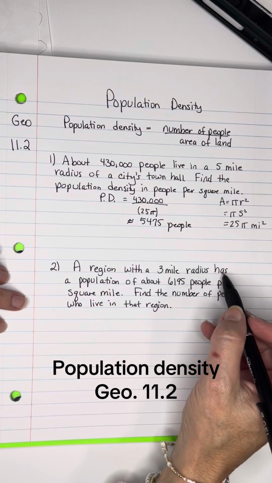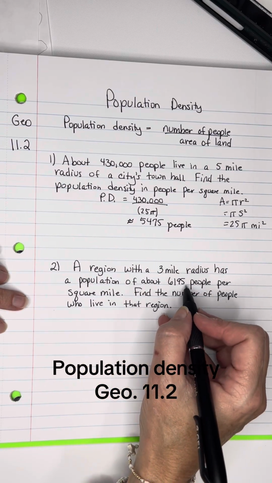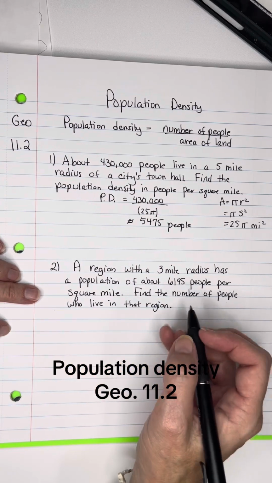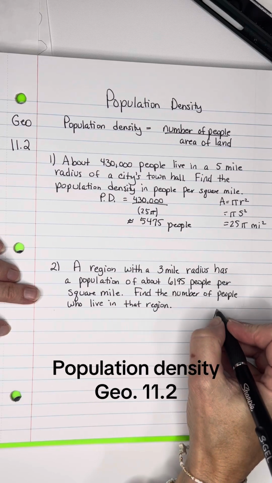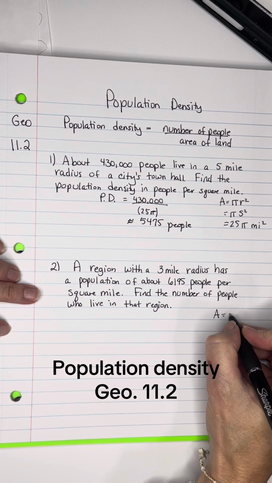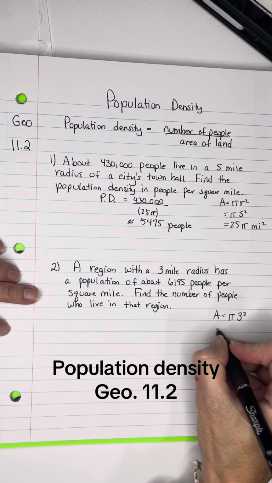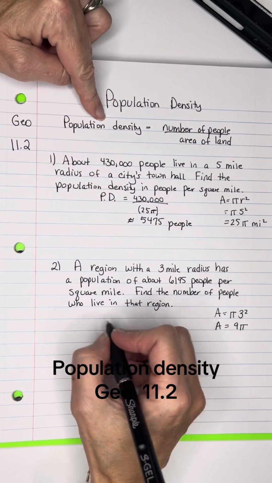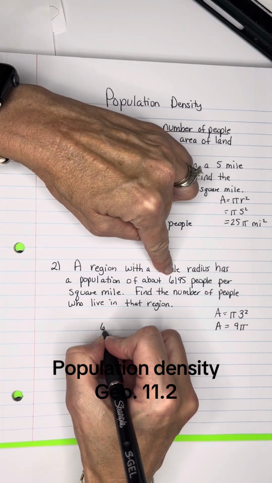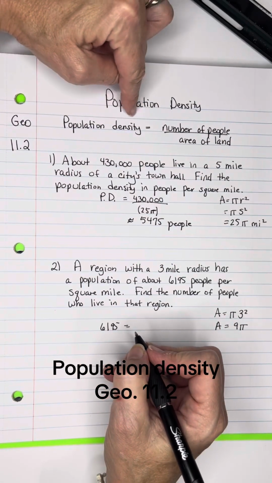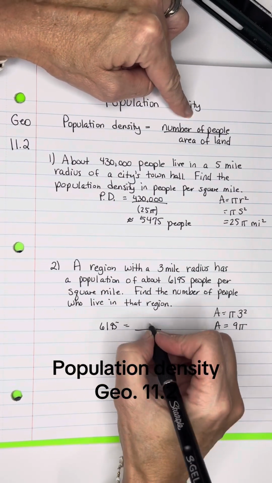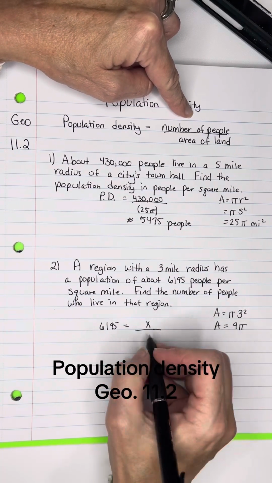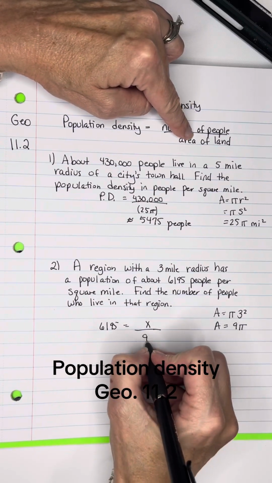Okay, now let's think about it differently. A region with a 3-mile radius has a population density of about 6,195 people per square mile. Find the number of people who live in that region. All right, let's go ahead and get that area. Area equals pi times r squared, so that's 3 squared, which is 9 pi. Now the population density, PD, we're told is 6,195 people per square mile. We're looking for how many people there are in all, so we can call that X, and the area of the land is 9 pi.